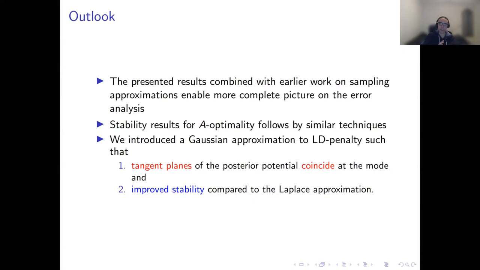Now I talked only about this expected information gain; A-optimality type of things can be handled with similar techniques, that only result in Hellinger distances instead. And also this Gaussian approximation to variational approximation scheme for this lag diffusivity inspired sequential Bayesian OED has benefits over using, for example, Laplace approximation for this sort of thing, because we only use the first Fréchet derivative of the functional. And what I skipped there was that the approximation can be seen in that the tangent planes of the posterior potential coincide at the mode with the true functional.